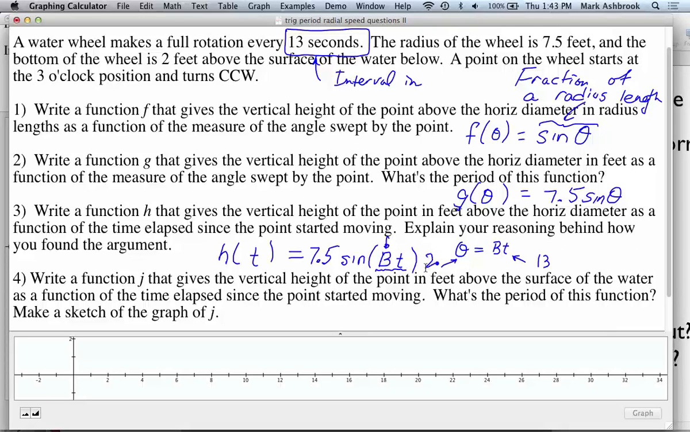So we got 2 pi equals b times the period. And then that coefficient b will be 2 pi over 13. Why? Because when time hits 13, we need that angle to hit 2 pi, because we're talking about 1 full cycle, or 1 full rotation. So we can come back here, and now we've got our h function by substituting in that value of b, 2 pi over 13.